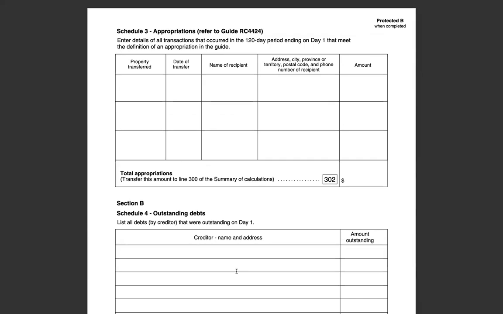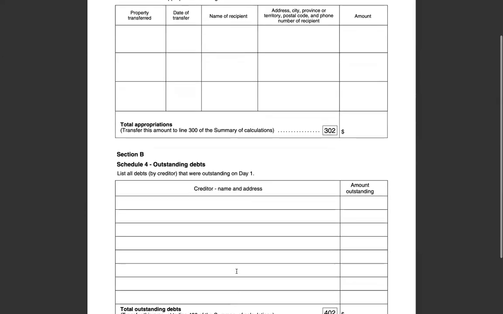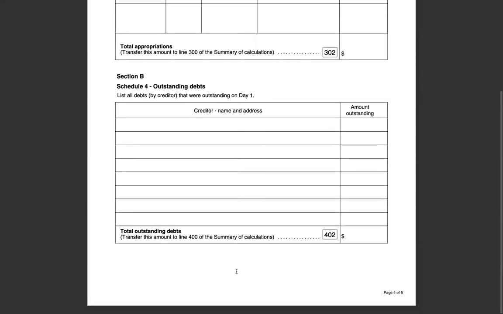Now we go to schedule 3, appropriation. Refer to guide RC4424 to fill out this section. Enter details of all transactions that occurred in the 120-day period ending on day one. That means the definition of an appropriation in this guide. We'll enter it, then the total appropriation. Then section B, that is schedule 4, outstanding debt. List all debts that were outstanding on day one. You enter them, then the outstanding debt.